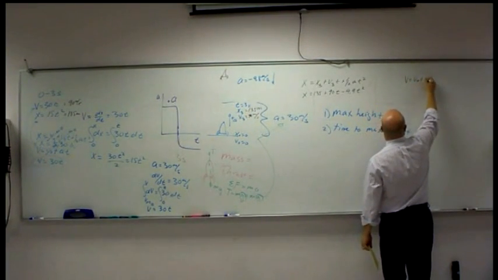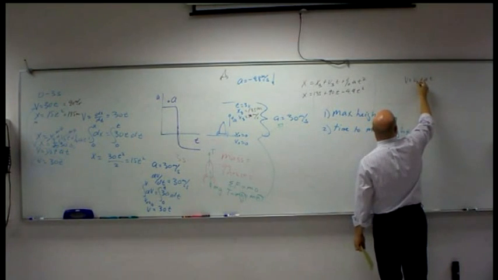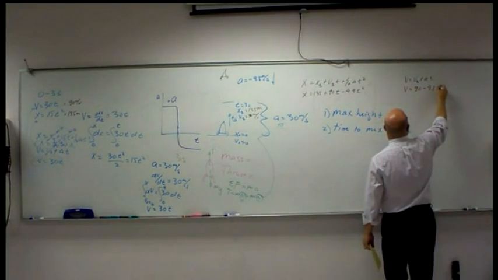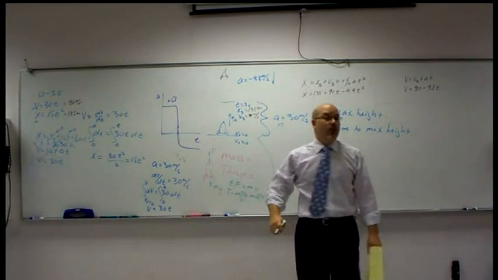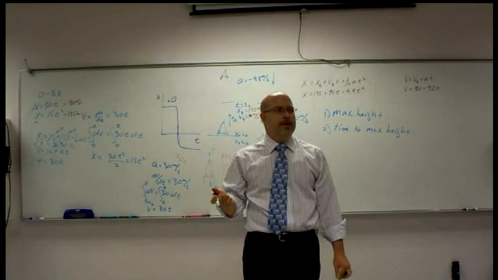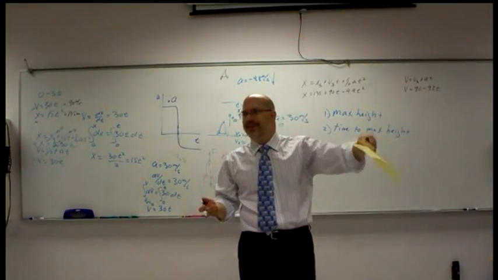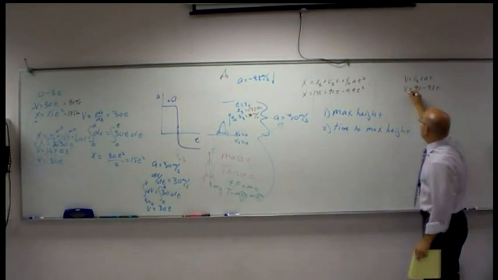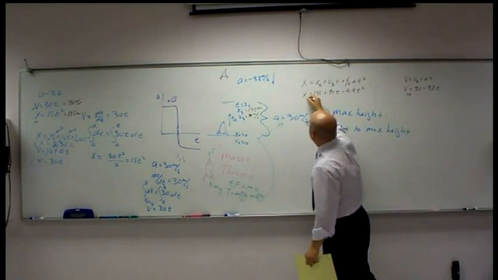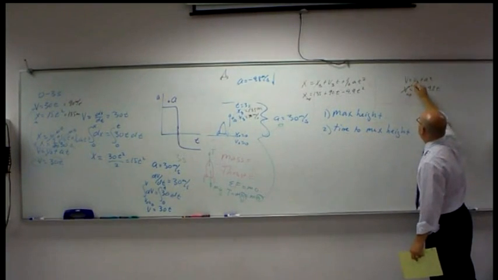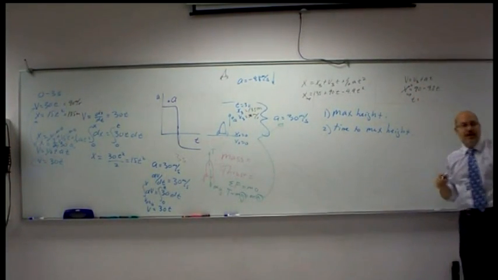v equals v naught plus at. V3, so v at the top equals 0. Oh wait, 90 minus 9.8t. Nothing wrong, just no answer. What do we do? Well, all the way at the top the velocity is going to be 0. So we do know something here, because this is the velocity at the top, right? At the top we do know that the velocity is 0. So how long does it take to get there?